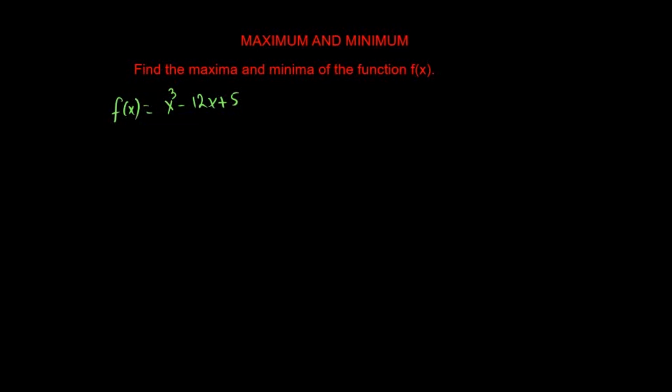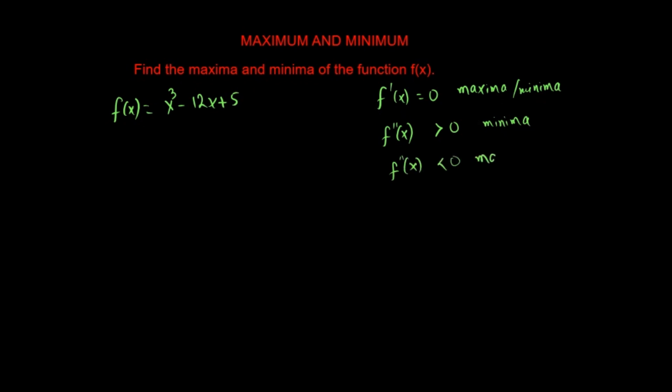We have a function that we have to find maxima and minima of. We will use two concepts. First, when the derivative of the function is 0, that is the point of either maxima or minima. To find which one it is, we find the double derivative. When the double derivative is positive, greater than 0, that is a minima point, and if it is negative, that is a maxima point.